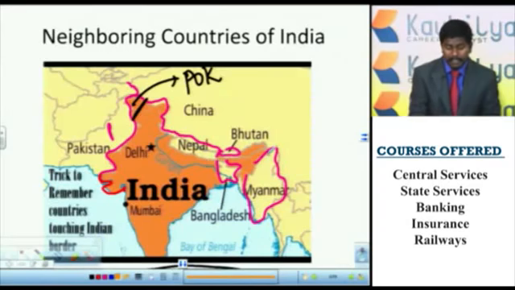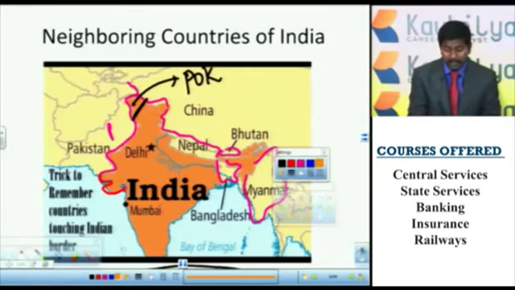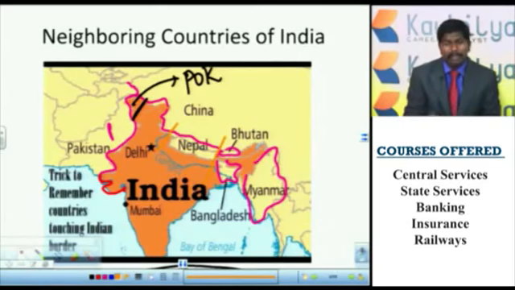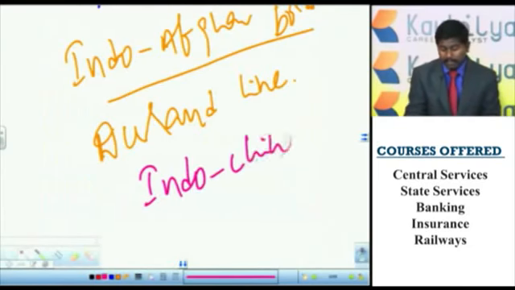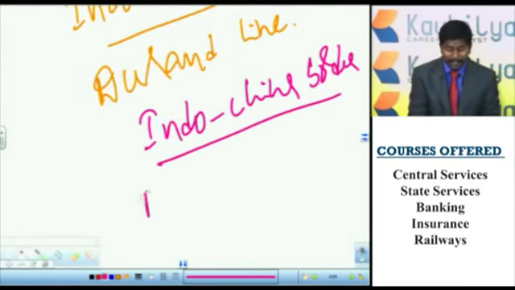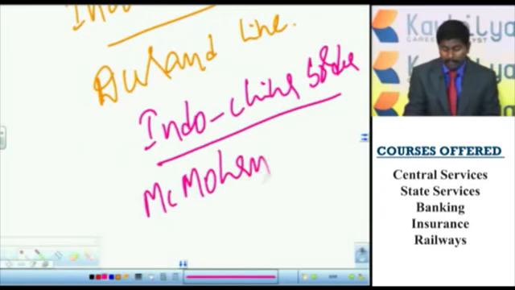Then coming to the border between India and China. Today India has the second longest border with China, right from Jammu and Kashmir up to Arunachal Pradesh. The border between India and China is divided into three sectors: western sector, middle sector and eastern sector. In the three sectors we have one single border, that is the Indo-China border. This Indo-China border has been given the name McMahon line.